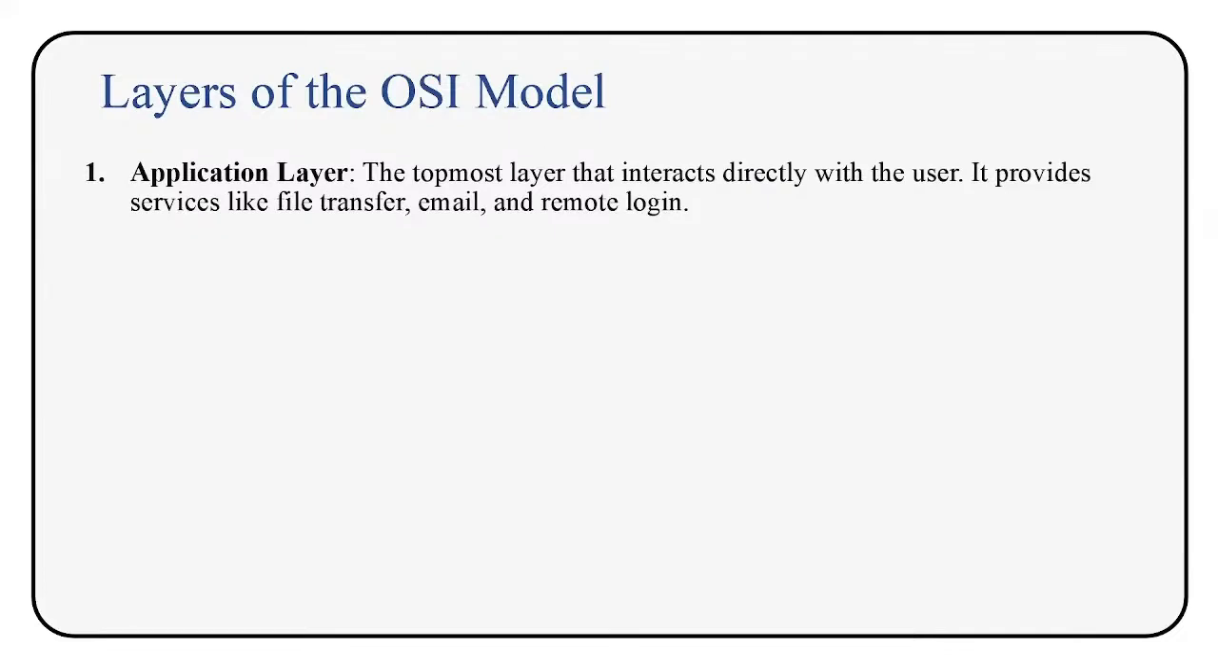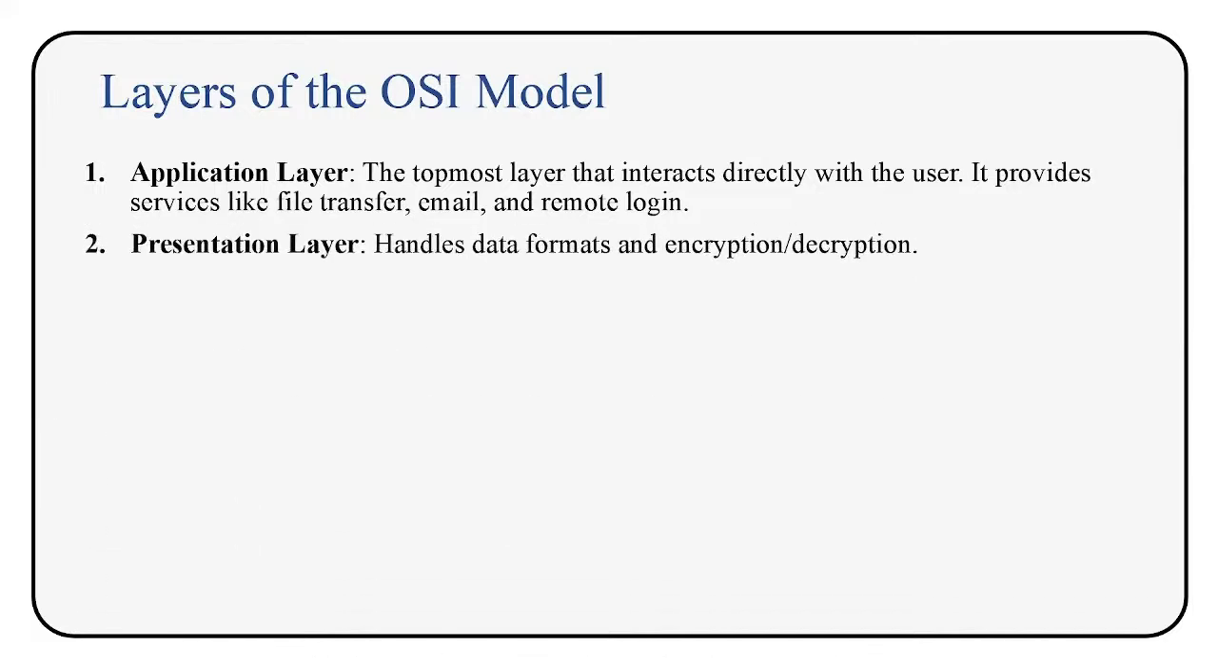Now the first layer, as I told, we will talk from top to bottom. So the application layer is the topmost layer that interacts directly with the user. As I told you, it is simply for user interactions, and this provides services like file transfer, email, and remote login. Then the next is the presentation layer. It handles the data formats and encryption, decryption.